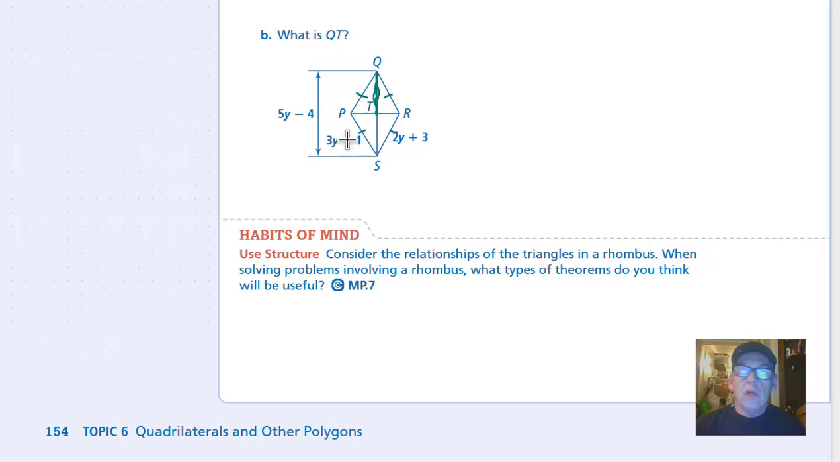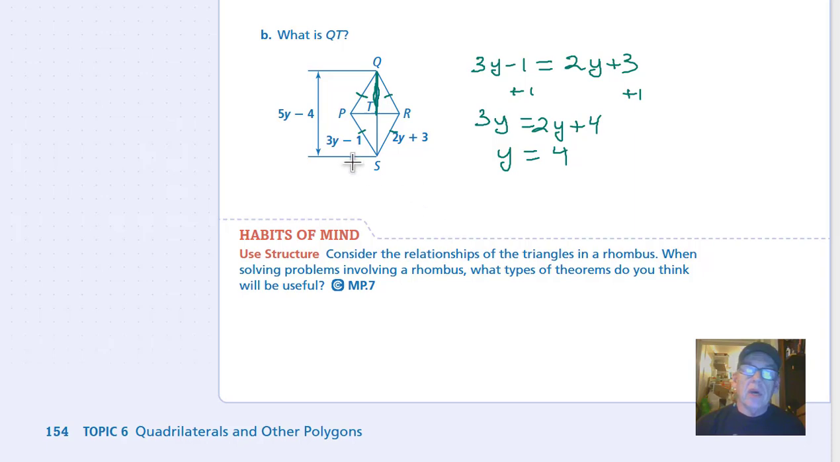So this 3y minus 1 side has to be equal to the 2y plus 3 side. And we need to find the y that makes that so. So let's see, get our y's on the left and our numbers on the right. So I'm going to add 1 to both sides. 3y is equal to 2y plus 4. I'm going to take 2 y's away from both sides. So y is equal to 4.